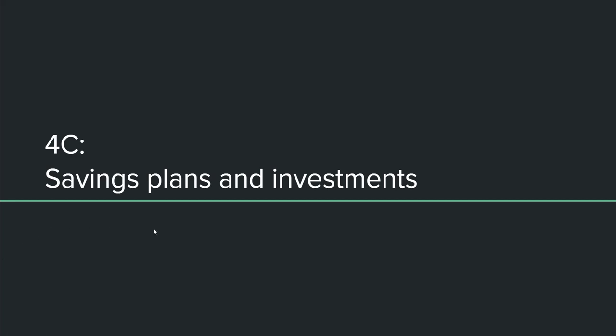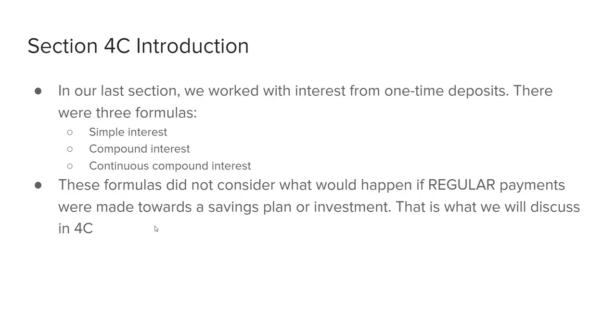In 4C, we are discussing savings plans and investments. In our last section in 4B, we worked with interest for one-time deposits. There were three formulas that we worked with: simple interest, compound interest, and continuous compound interest. These formulas did not consider what would happen if regular payments were made repeatedly towards a savings plan or an investment. This is the type of situation we will discuss in 4C.